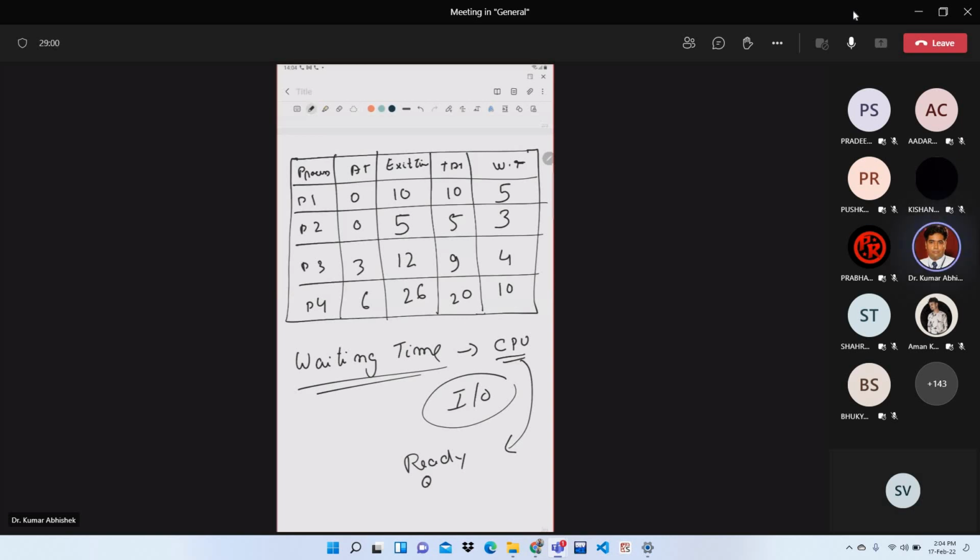Okay? So job queue is for your long term scheduler, ready queue is for your short term scheduler, and your waiting queue is for which scheduler? Medium term scheduler. So waiting time means the time taken by the CPU to execute that process. Okay, just a minute.